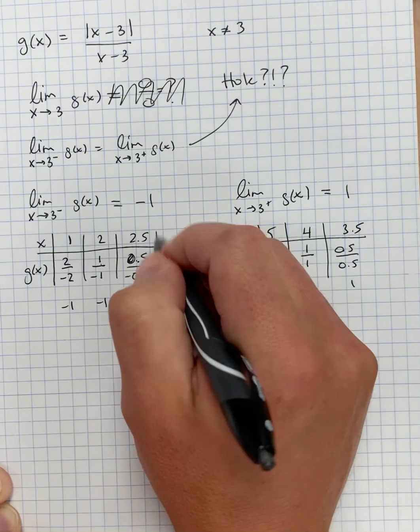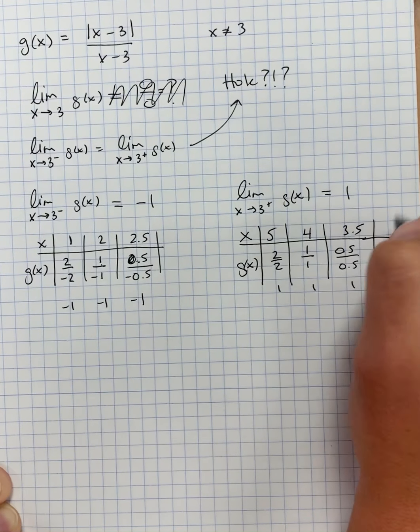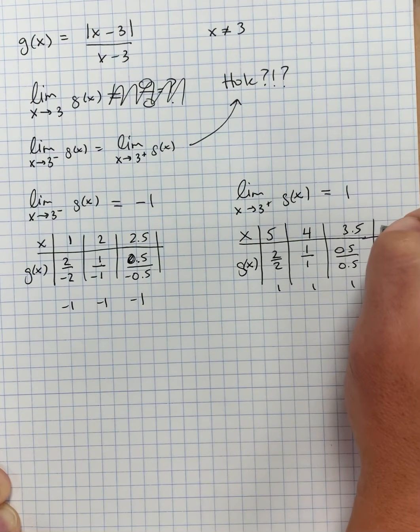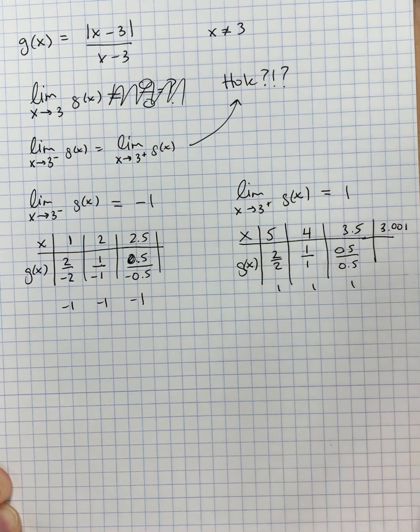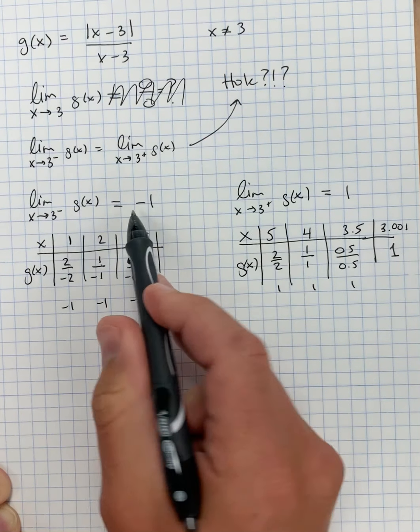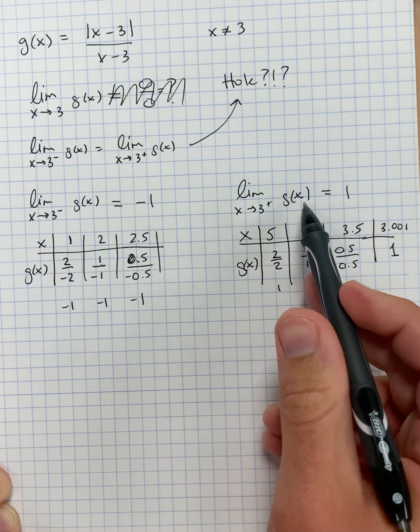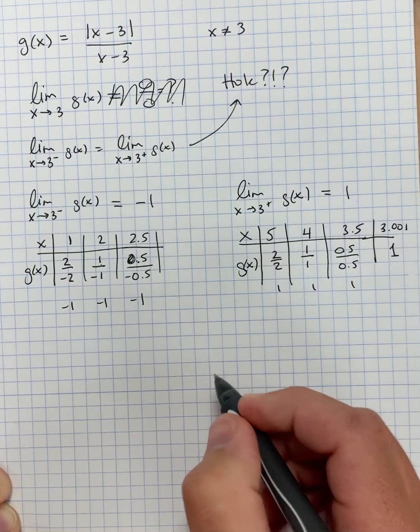This pattern is going to continue if I continue in these tables and I put something in here that's closer to 3 from the right, 3.001. I'm going to get 1 again. That means the limit from the left and the limit from the right are not equal to each other. I end up with a jump discontinuity here.